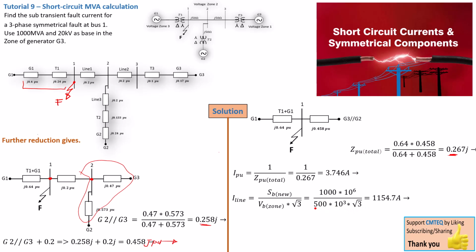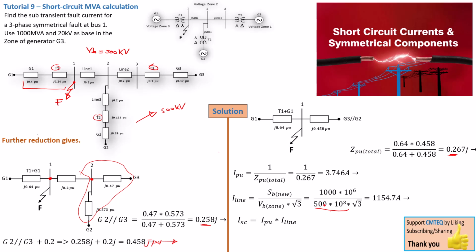Now remember, this 500 kilovolt is the voltage on the line here. So this line, or the zone here, has a VB of 500 kilovolt. And why is it 500 kilovolt? Because transformers T3, T1 and T2 are all stepping up to a voltage of 500 kilovolt. So this whole line is energized at a potential of 500 kilovolts. So that's the one we use here to get the line current.